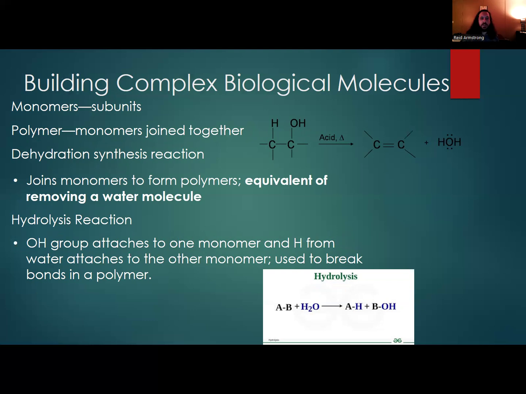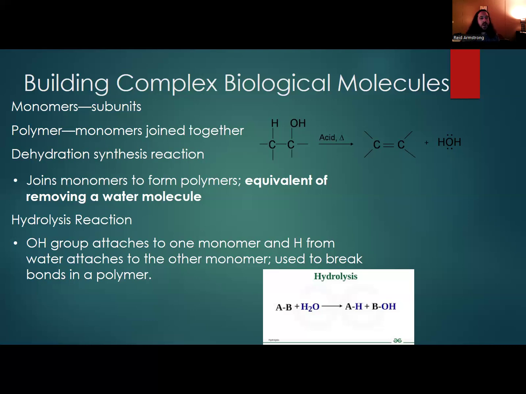So if you see anything that mentions dehydration synthesis, that is bonding two monomers together to create a polymer, because again, polymers are just monomers joined together. So you're creating a polymer by just removing water and everything else is bonding together.